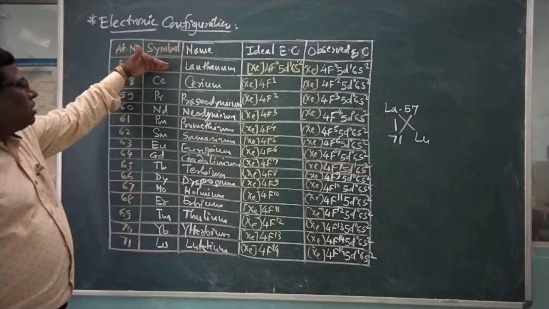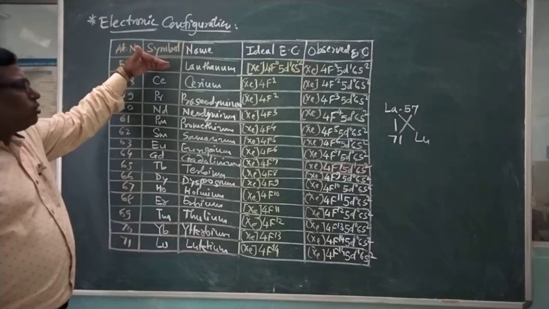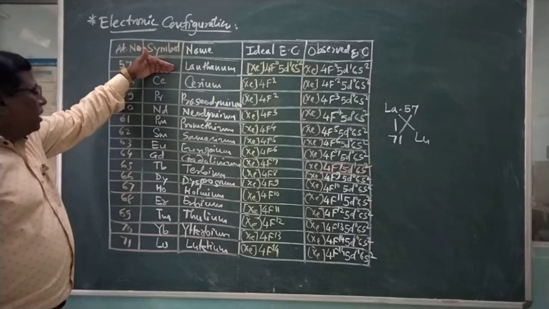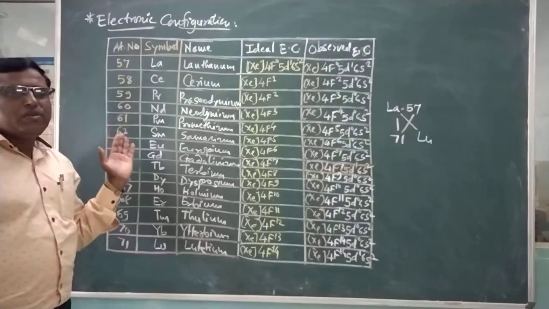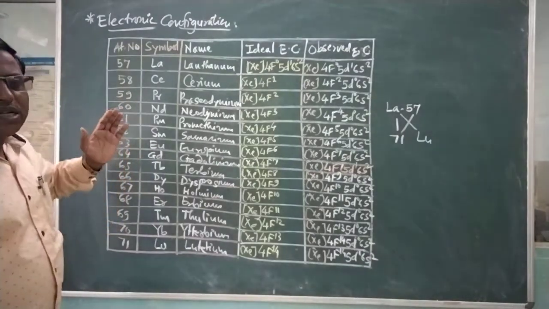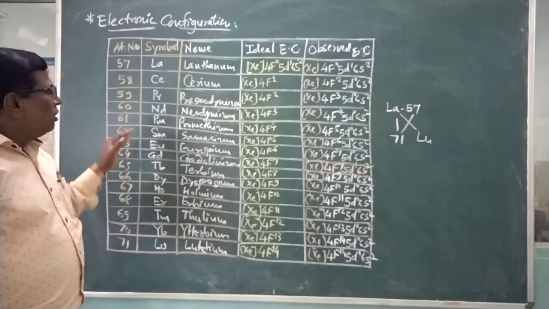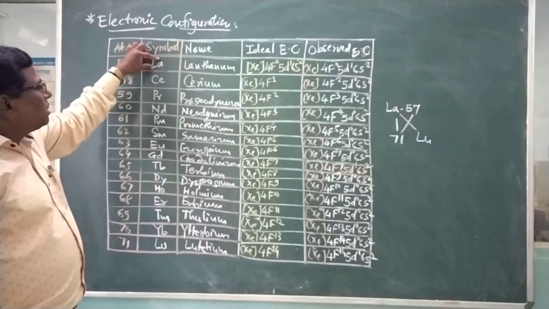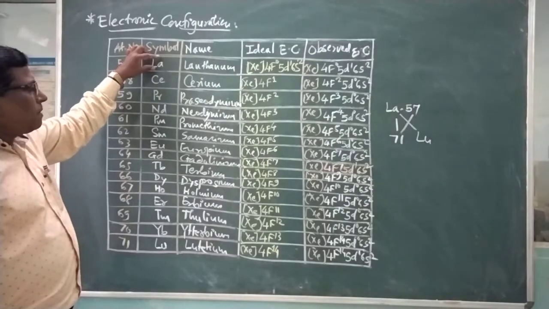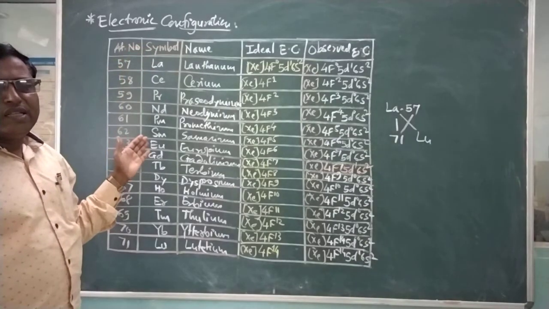Before lanthanum, when we take onward from lanthanum, that is 58 to 71, meaning cerium to lutetium, all these elements have been taken. These are called the lanthanide series. All these 14 elements show similar properties along with the lanthanum element. Hence these are called the lanthanide series.